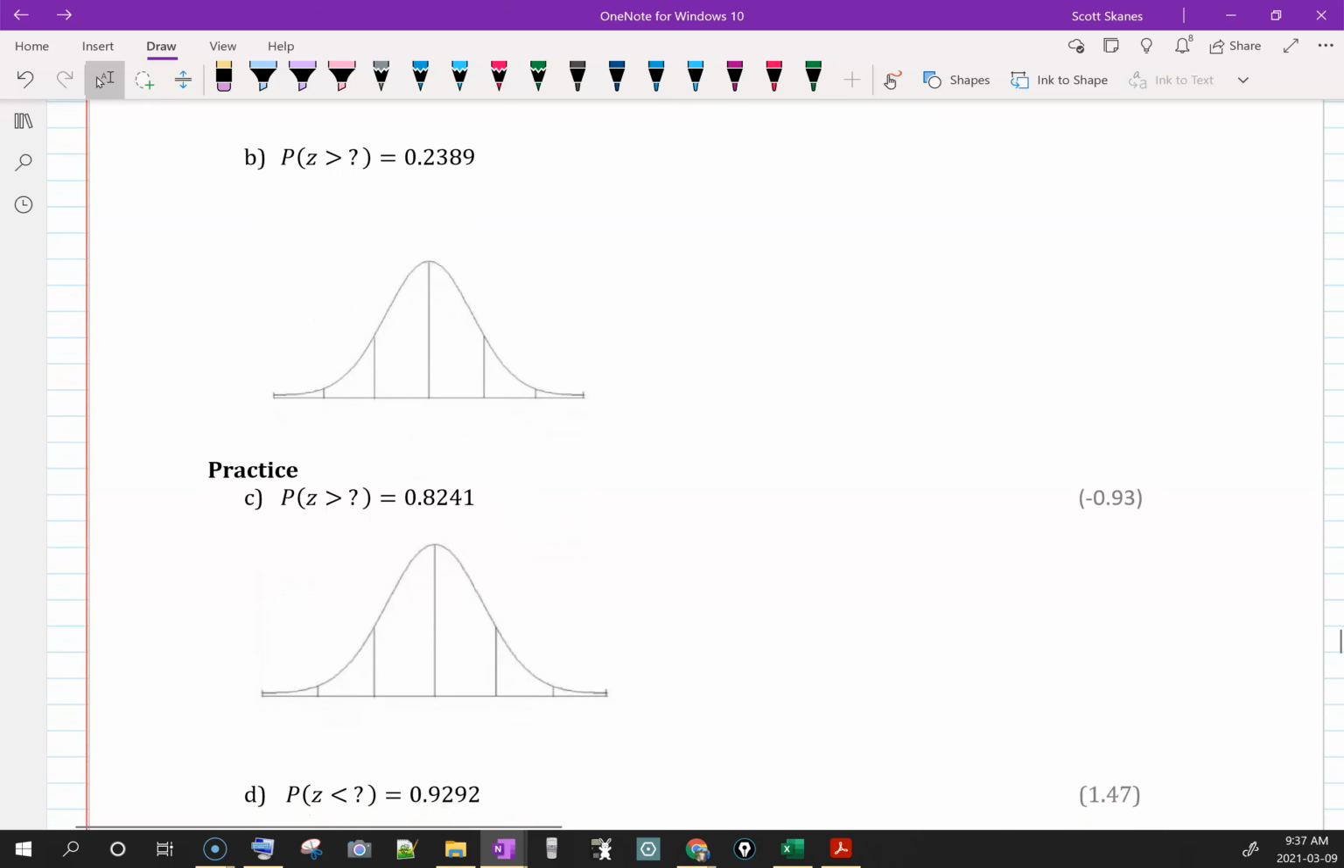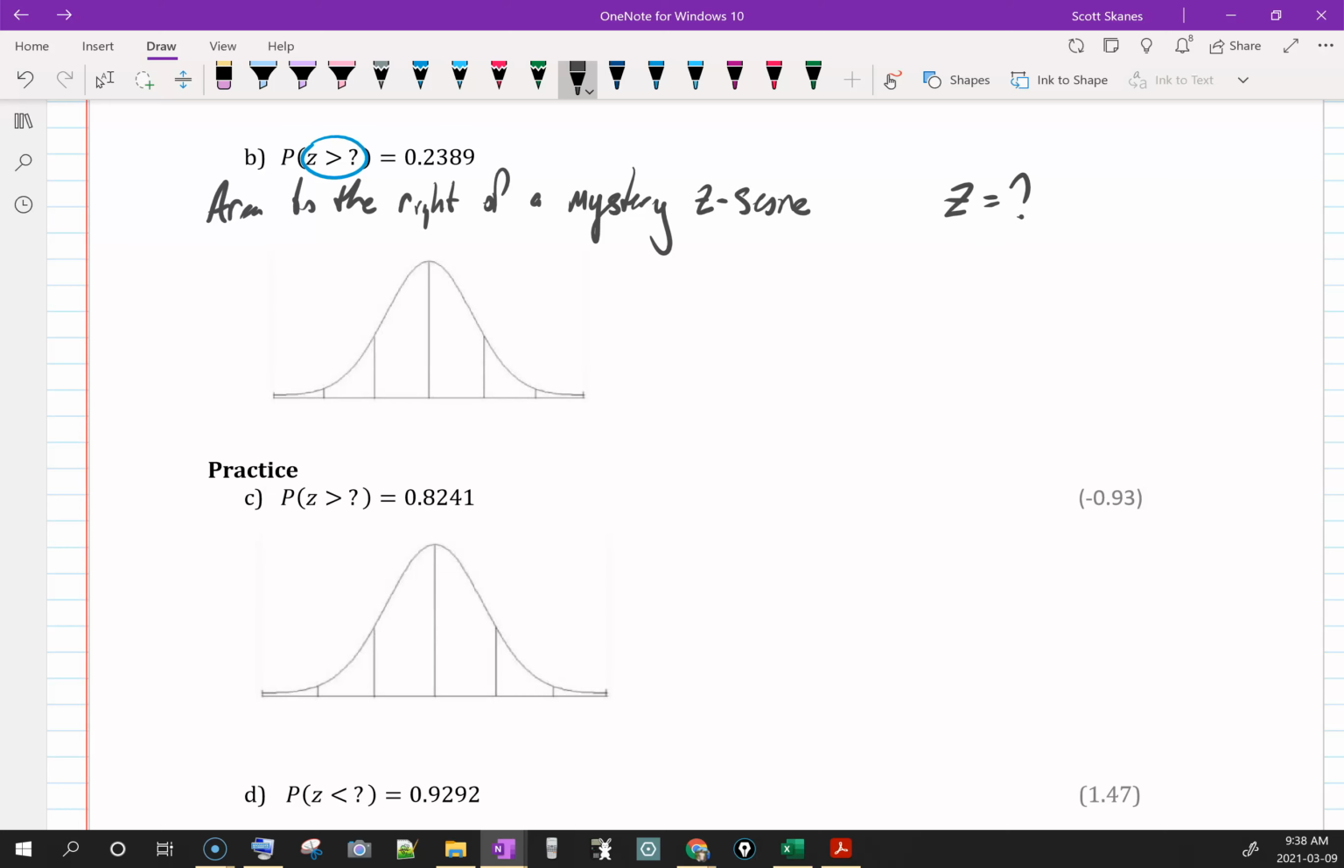The only really other trick, in a way, is if it's above. So here we have z-score greater than a certain value. This is the area to the right of a mystery z-score. And we're asked to find the z-score.